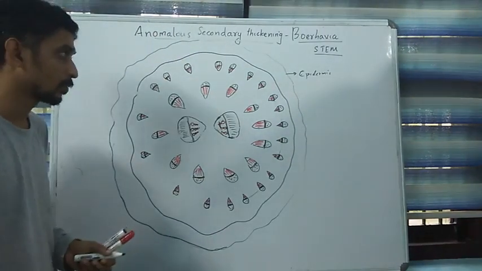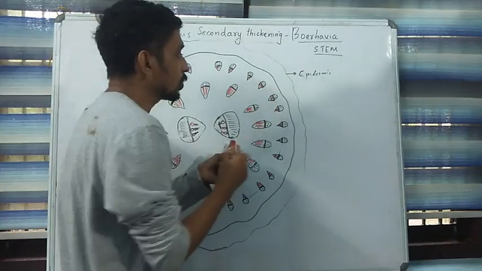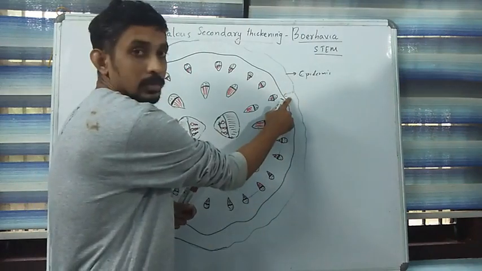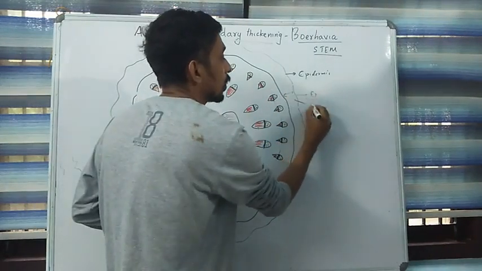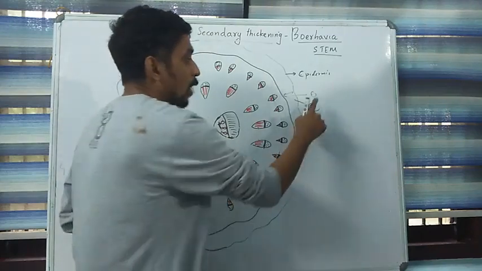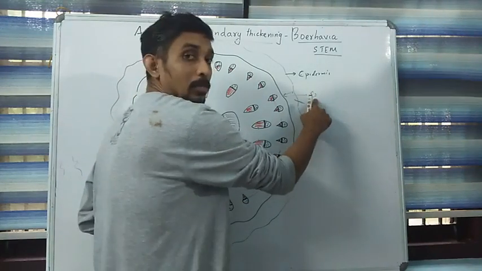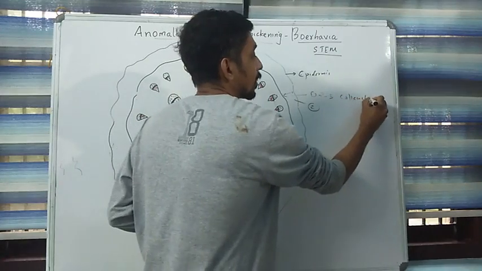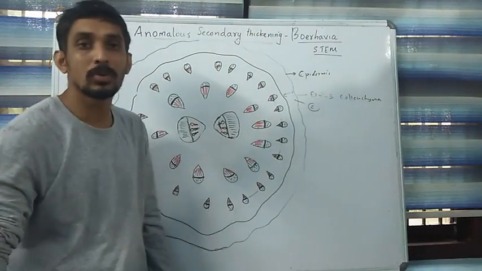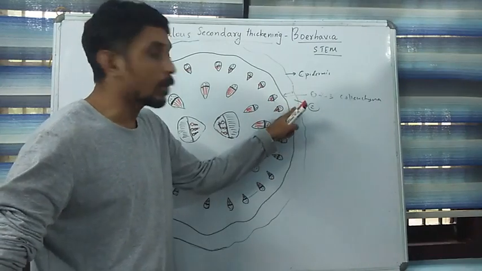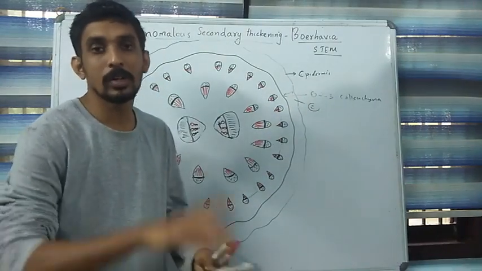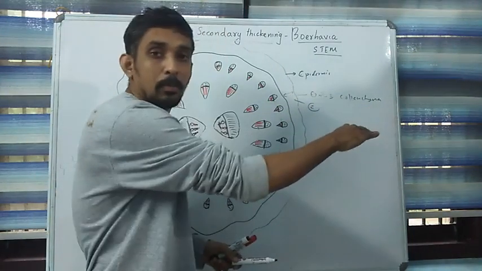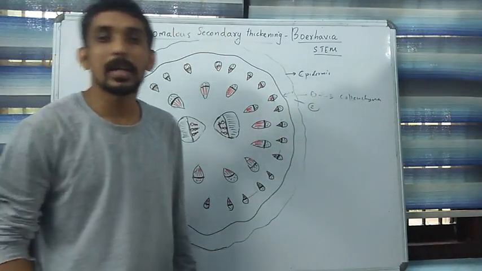Moving inward, inner to the epidermis, you can see the cortex. That cortex is divided into two regions. The outer region is called hypodermis, made up of 2 to 3 layered collenchyma, followed by parenchyma tissue. So the cortex is divided into two: the outer cortex is called collenchymatous hypodermis, and the inner cortex is called parenchyma.